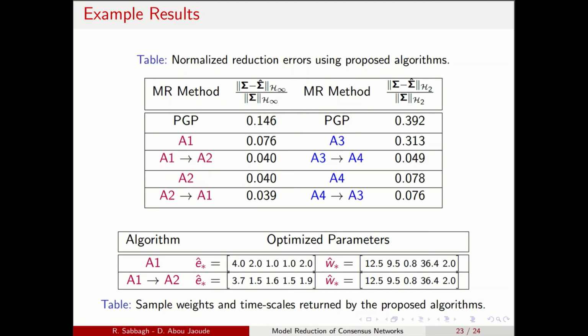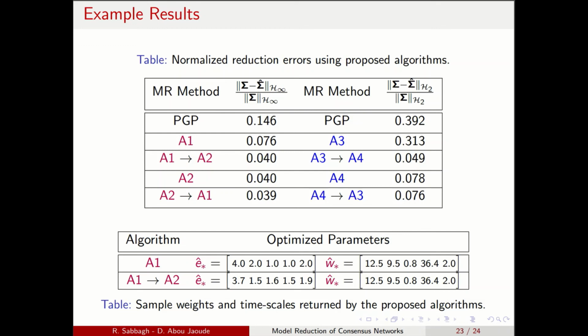Sample resulting edge weights and timescales are shown in table 2. At each iteration of the algorithm, the semi-definite programs were parsed using YALMIP and solved using MOSEK. And finally, it seems that in this example, tuning the edge weights after tuning the nodal timescales results in a small improvement in the reduction error. It is of interest to conduct extensive simulations to verify this observation in other examples.